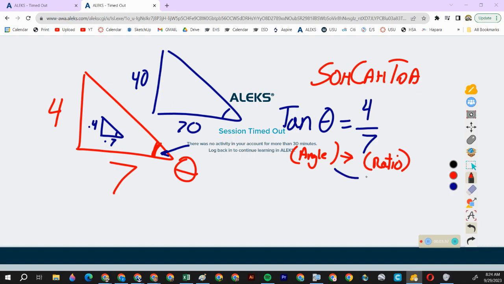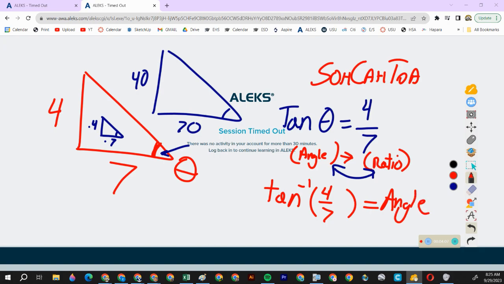I want to invert these. Tangent takes an angle and spits out a ratio. There's another function called the inverse tangent, and it does the opposite. And the inverse tangent, or tangent inverse, looks like that. Tangent inverse. So the tangent inverse of 4 over 7 should tell me the angle I'm looking for.